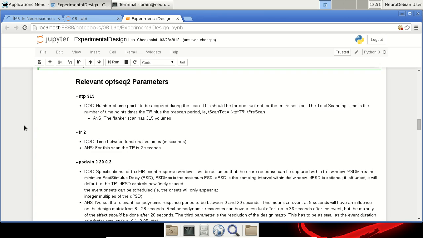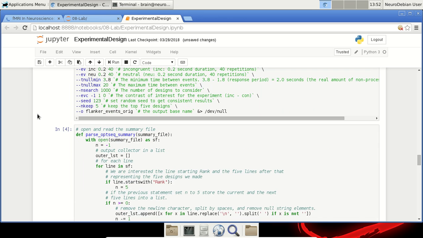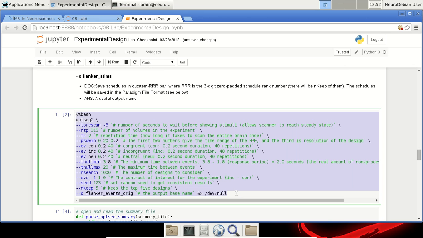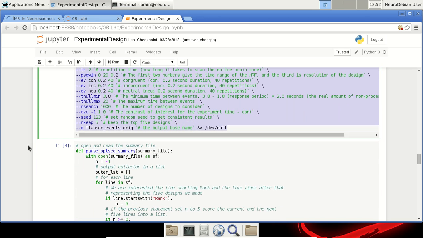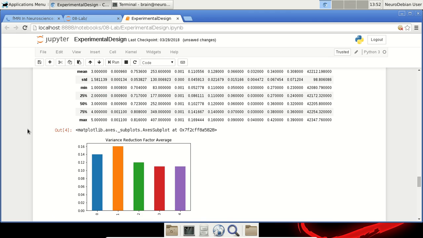So don't need to rerun that. Don't need to rerun that, but for the first problem, I will preemptively copy this code. So Control-C. I don't need to recopy that code.